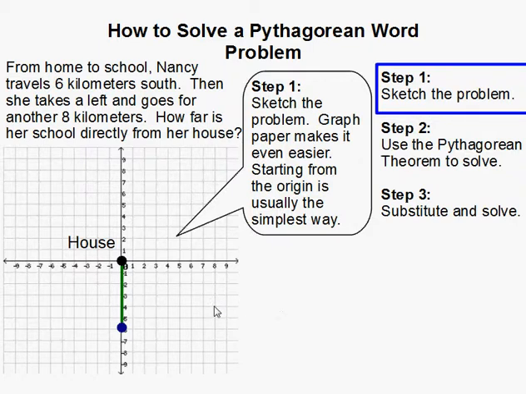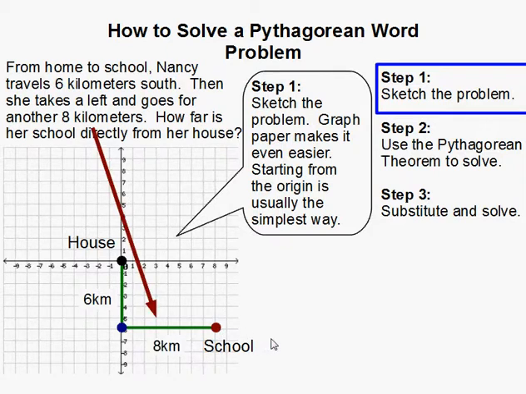Then she goes left 8 kilometers. So she's facing this way, then turns left. So she goes left 8. Alright, so this is her school right here. There we go. It labeled it for you.